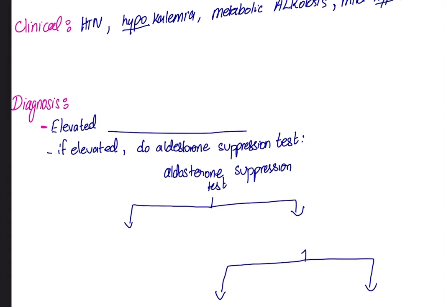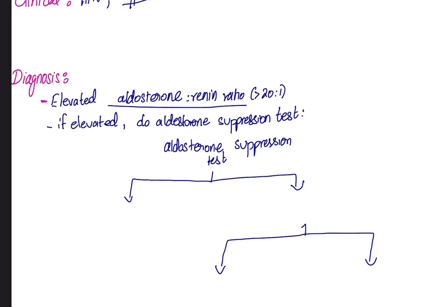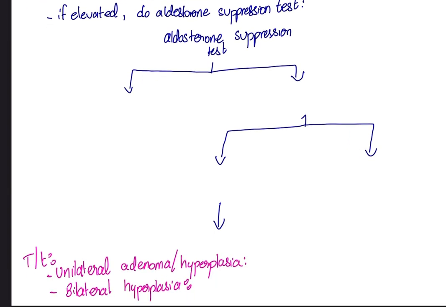Okay, and how can we diagnose? First one, you can see elevated aldosterone renin ratio, which is usually over 20. If that's elevated, we need to do an aldosterone suppression test. If that's negative, then it's an alternate diagnosis. Okay.